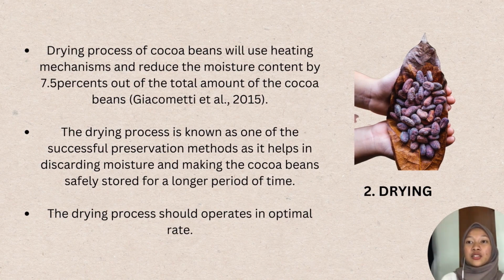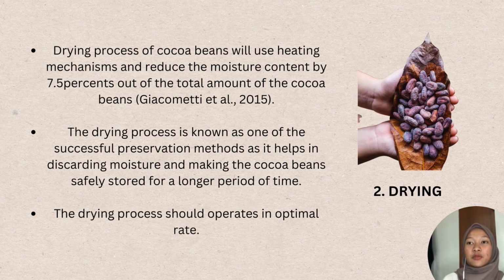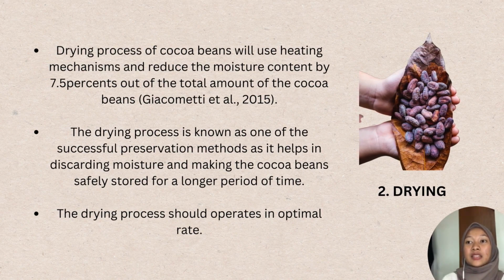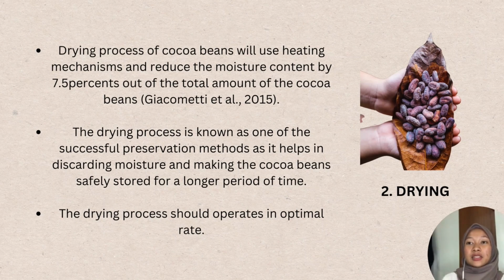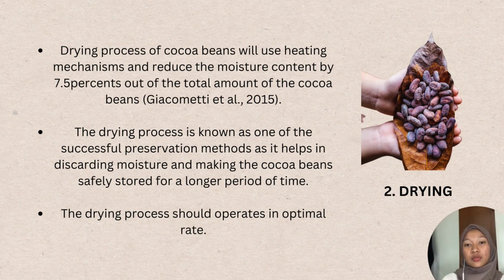And the drying process should operate at an optimal rate, because too fast drying reactions will result in excessive production of acetic acids that will affect the flavor, while a slower drying process results in a lower pH level, which will affect the cocoa beans' color and increase mold growth.